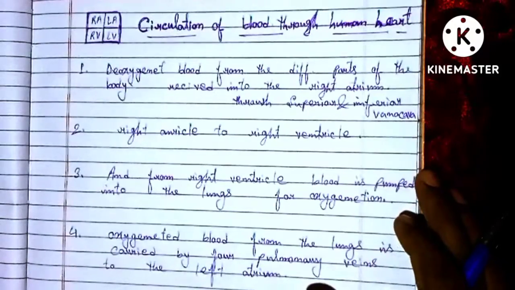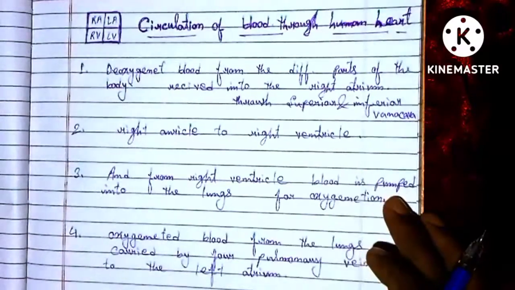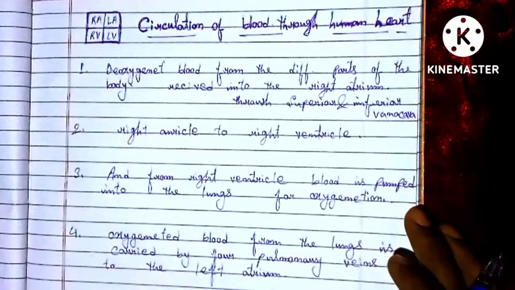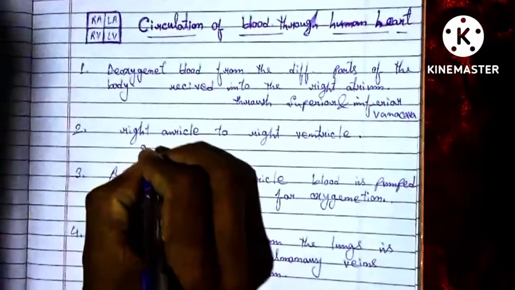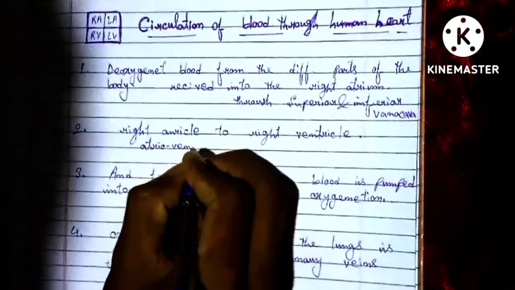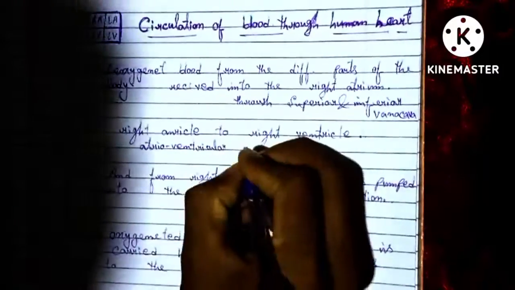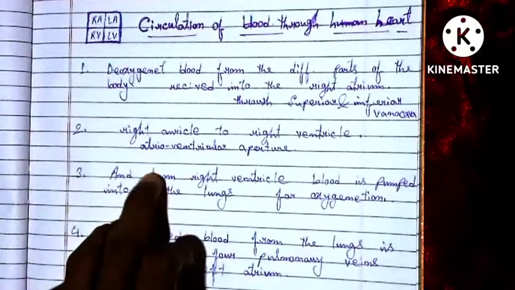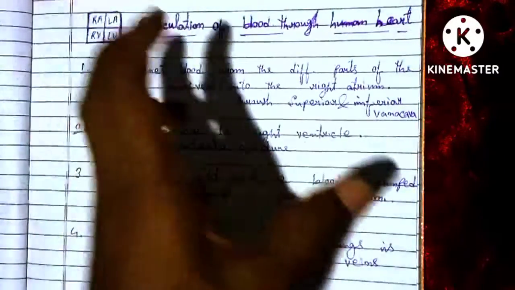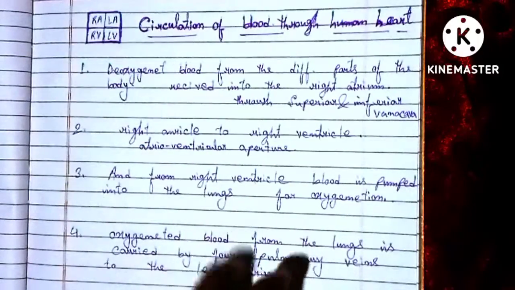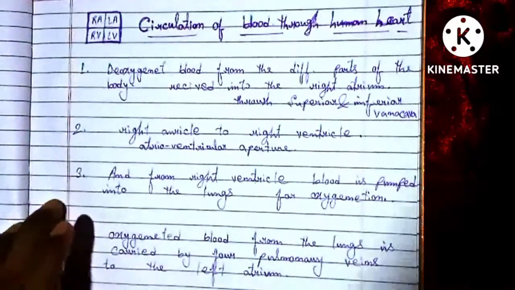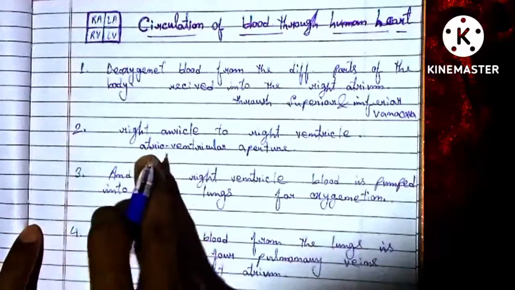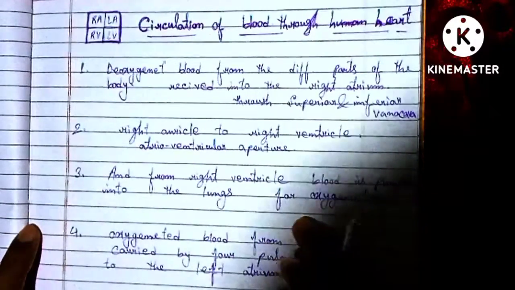Now the second point is, from the right auricle the deoxygenated blood moves to the right ventricle through the atrioventricular aperture. Through the atrioventricular aperture, the deoxygenated blood from the right auricle comes to the right ventricle, guarded by the tricuspid valve. So this atrioventricular aperture is guarded by tricuspid valves.